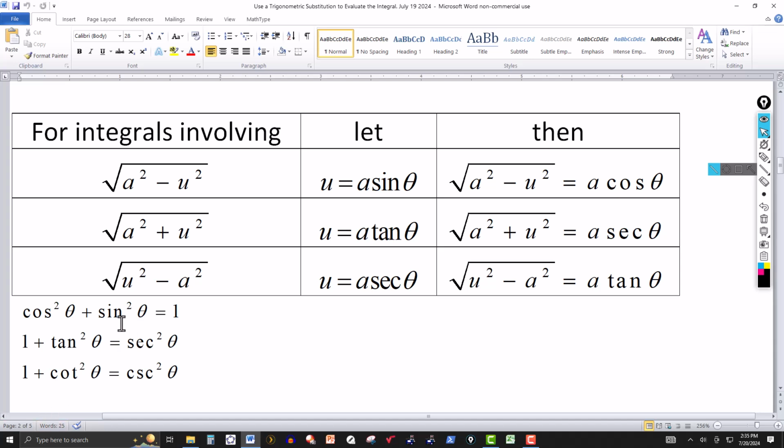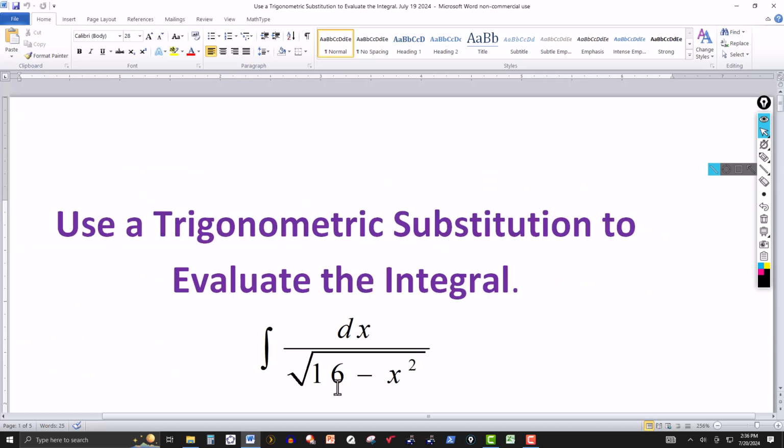So the first one would be used for form number 1, square root of a squared minus u squared. The next one will be for the square root of a squared plus u squared, and there's the substitution. And then you have the third form here, and the trig identity used is 1 plus cotangent squared theta equals cosecant squared theta, and that's your setup here. Now in our case, we have this form. The 16, that would be the form a squared.